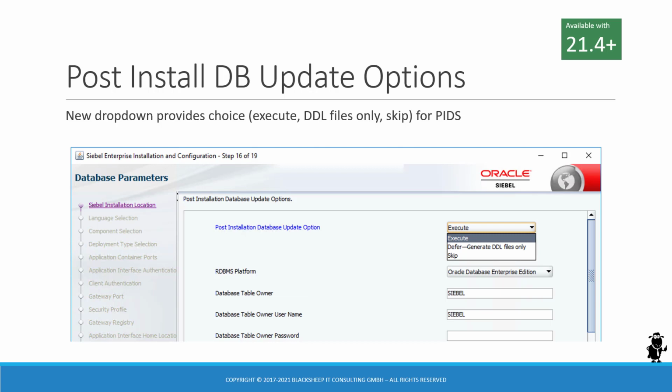So you know the post-install database update has to be run once per environment, per Siebel database. And possibly when you do the second Siebel server, you choose skip because you have already done it. And there's a third option now, which is actually the new thing, the defer generate DDL files only option. That option runs the post-installation database update in a kind of dry run mode, and it only generates DDL files which contain the necessary schema changes, the delta schema changes, for execution in a separate session against the database. You could give these files to the DBA.